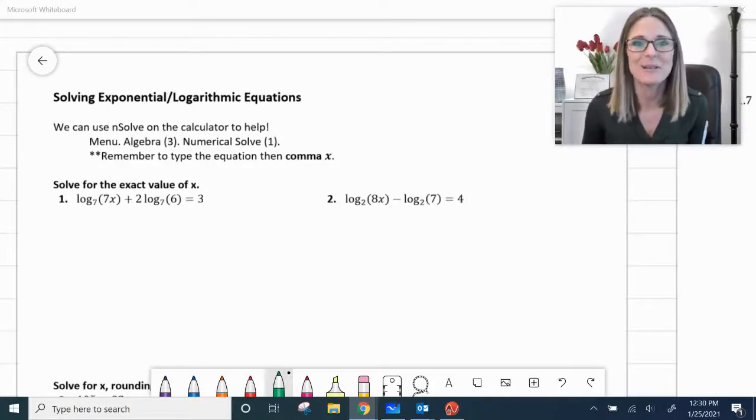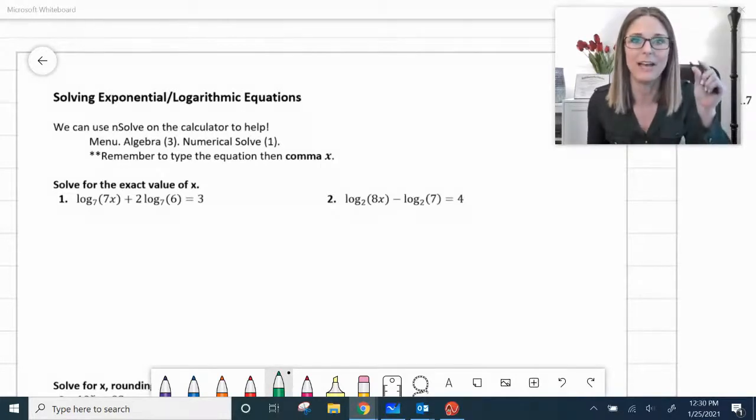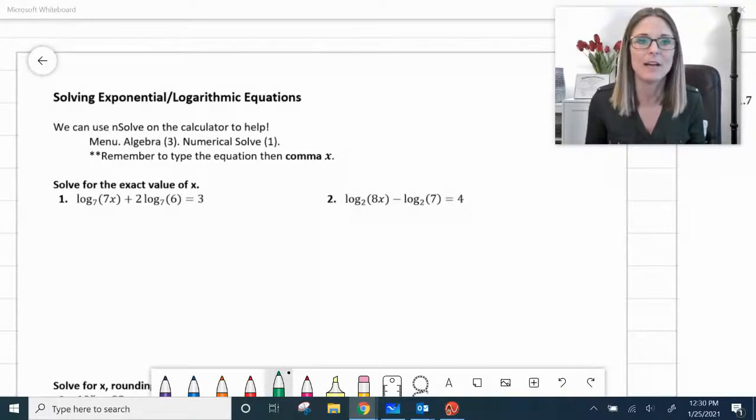All right, guys, let's do some solving exponential and logarithmic equations. So your exponentials and logarithms are inverse functions, and they're also inverse operations of each other. So a couple weeks ago when we needed to solve those exponentials where we had time as our exponent, we used the calculator, but now we can look at how to use logarithms.